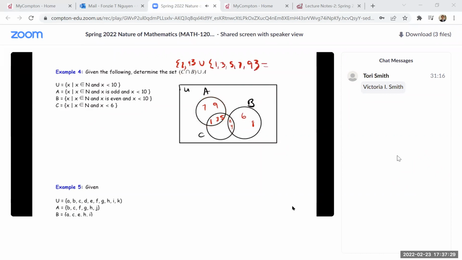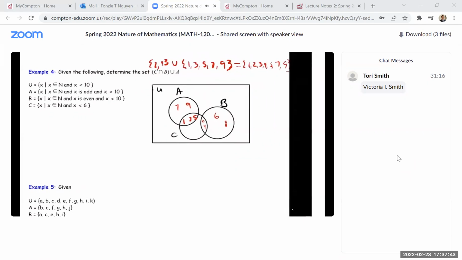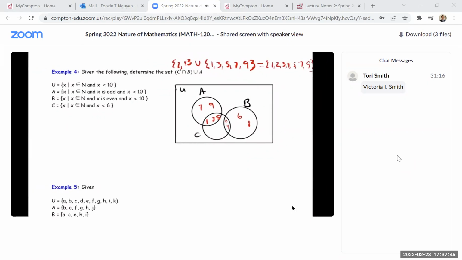All right, very good. So now the union, that means combine all of these together, right? So it's 1, 2, 3, 4, 5, 7, 9. Yeah, I ran out of room. So that is your final answer. It's 1, 2, 3, 4, 5, 7, 9. We just combine these two sets together and that's your final answer.